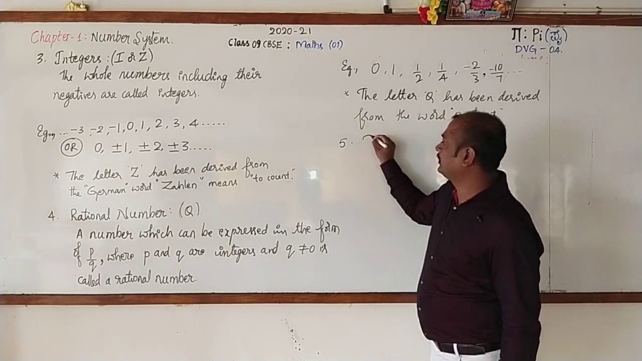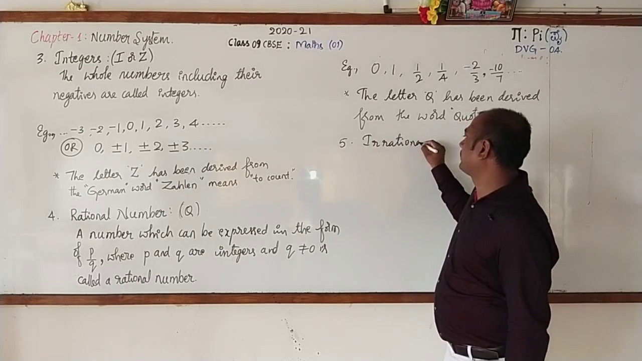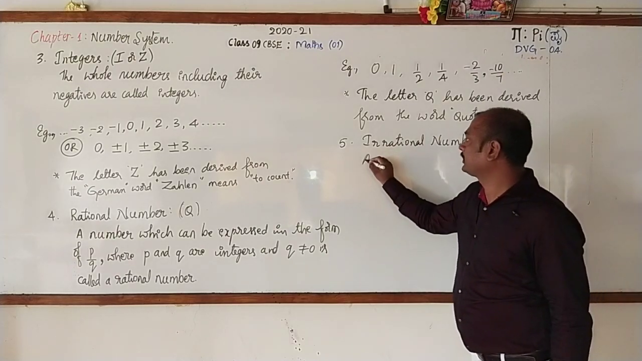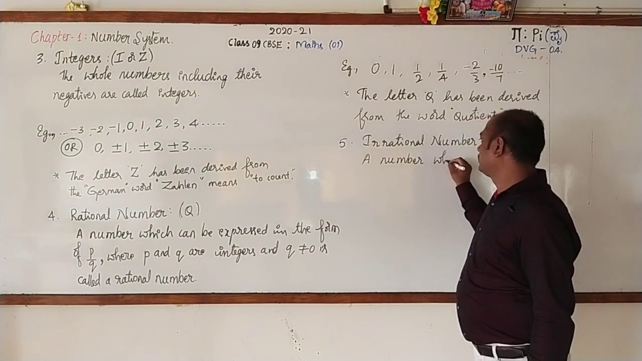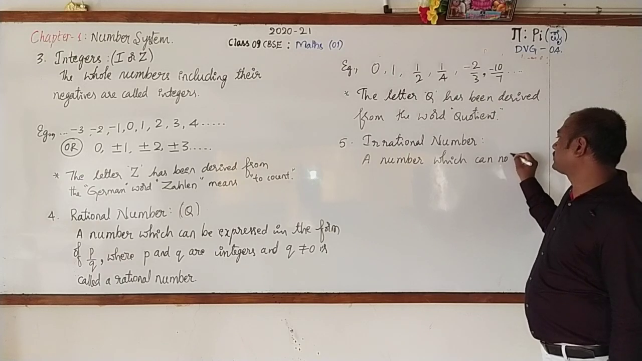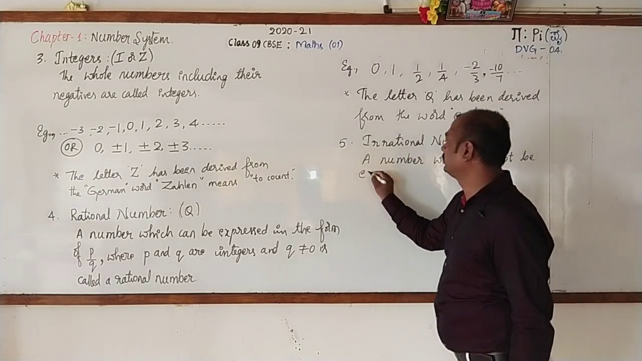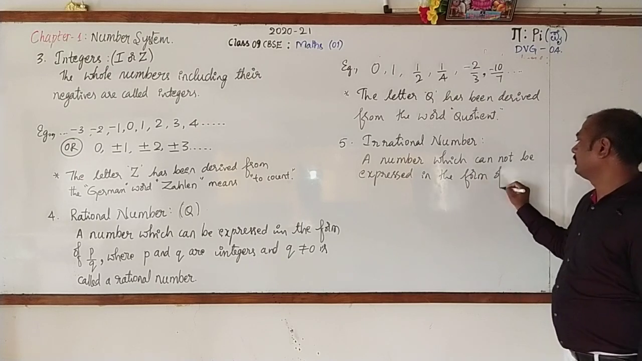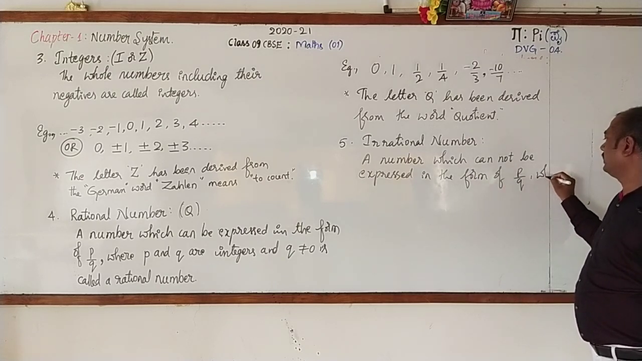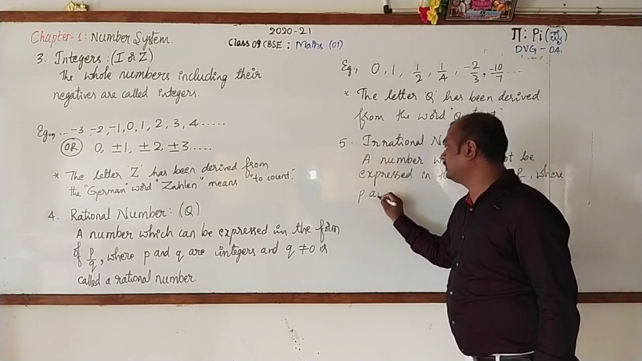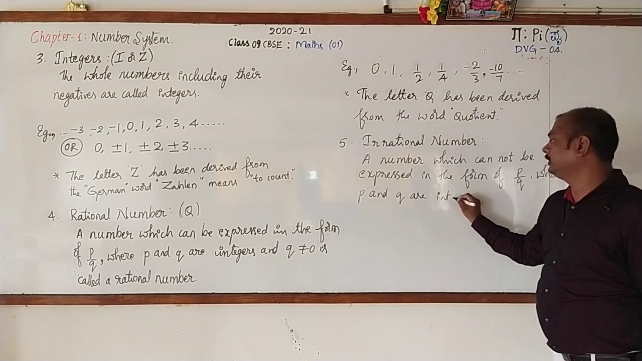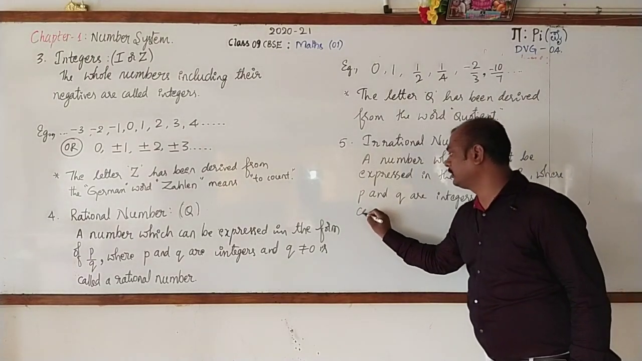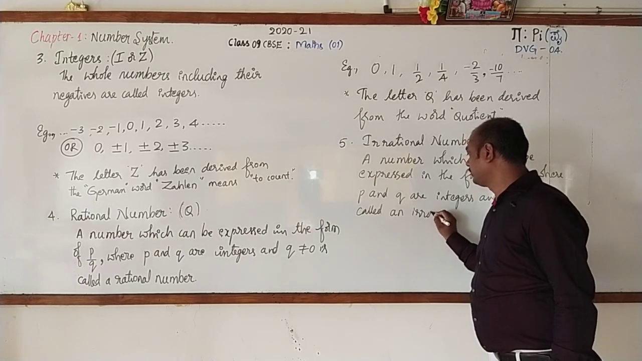Write down with me. Irrational number. Write the definition with me. A number which cannot be expressed in the form of p by q, where p and q are integers and q is not equal to 0, is called an irrational number.